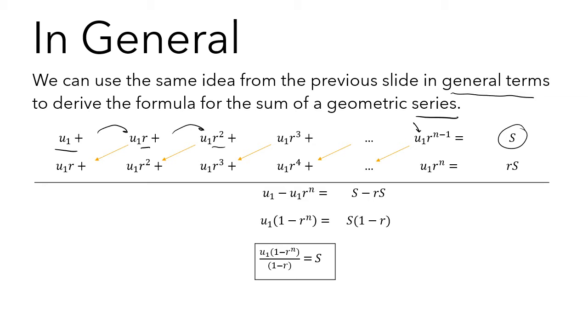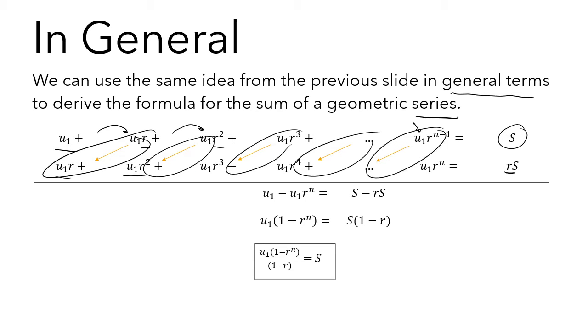Then we're going to multiply that whole series by r, our common ratio, and we get this new one, u1r squared, and so on. All of these terms again match, except for the last one of the second series and the first one of the first series. All those other terms are going to cancel, and so you're left with just u1 minus u1r to the n, and then you've got S minus rS.